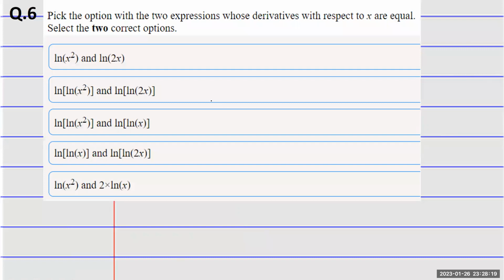The next question I have here has many options asking you to pick the ones with two expressions whose derivatives with respect to x are equal. Select the two correct options. I try to do this here. When you differentiate this one, before deriving ln x squared, I just write 2 ln x. When you derive this, you have 2 and the derivative of ln x is 1 over x. So the answer is 2 over x.